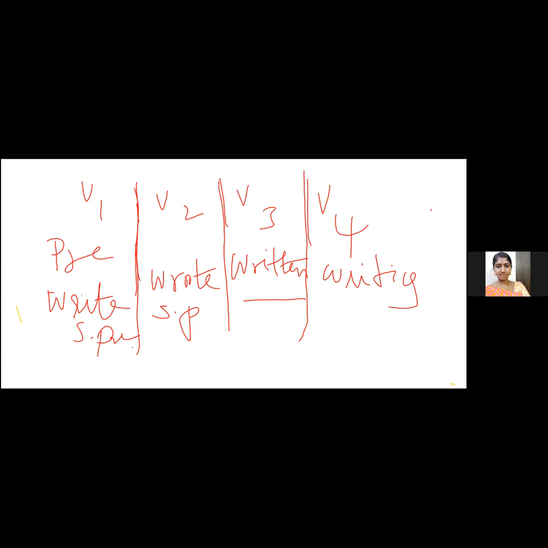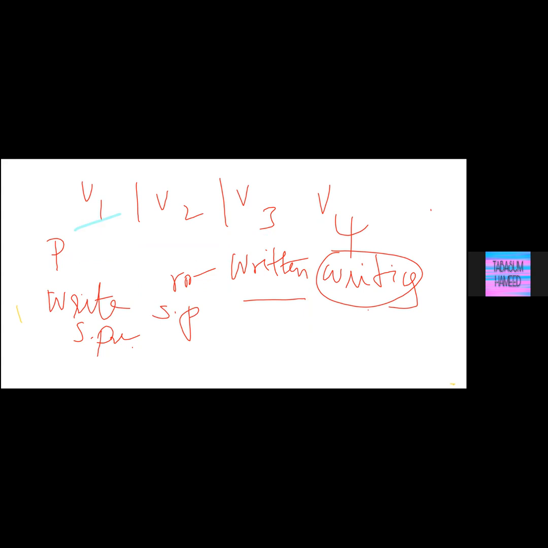Where do we use V3 verbs? In the perfect tense. Where do we use V4 verbs? In the continuous tense, verb plus ing. We have seen the present continuous tense, so we use V4: am plus V4, are plus V4. That means I am walking, we are walking. V4 means verb plus ing. Understood?